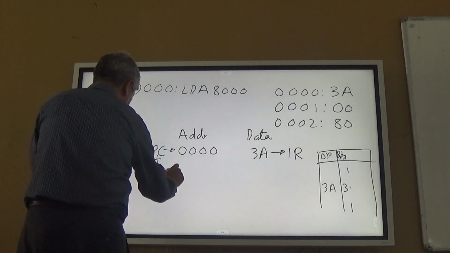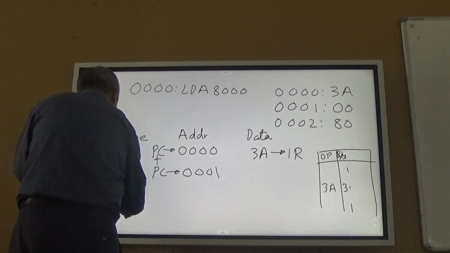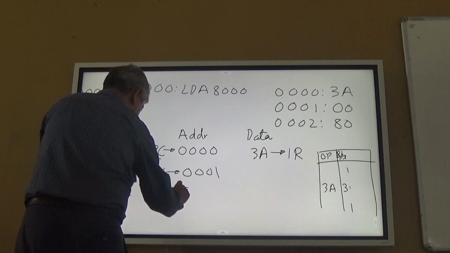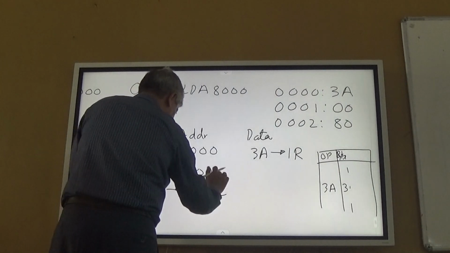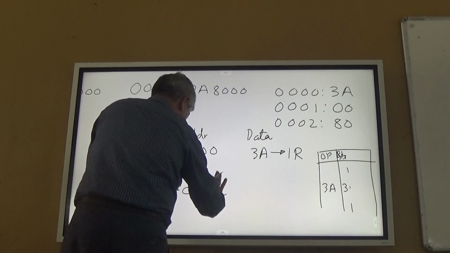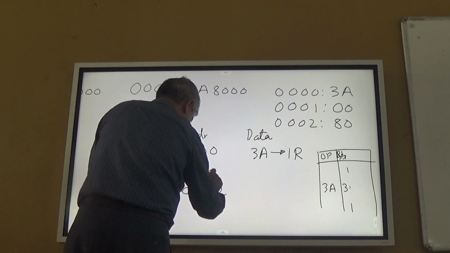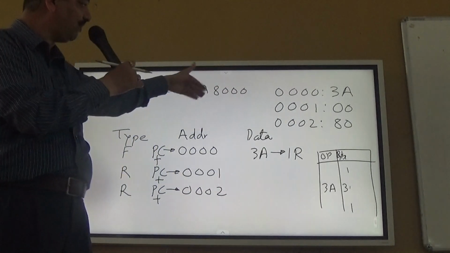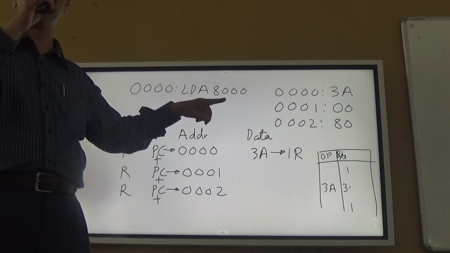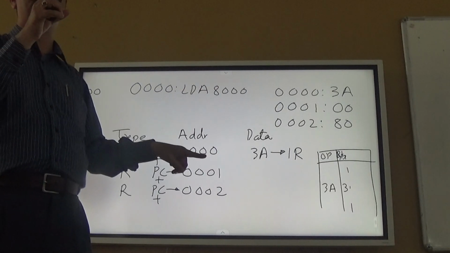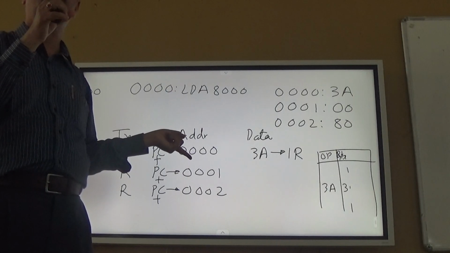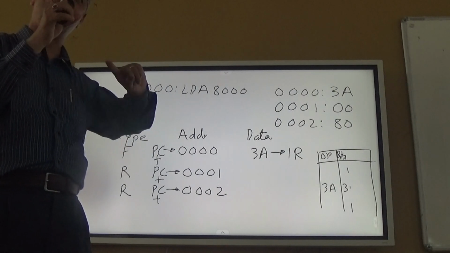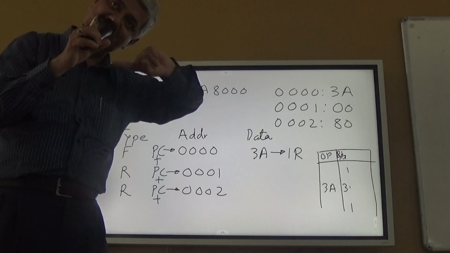So the next cycle is a read cycle. The program counter will give 0001. Then it increments. The next cycle will also be a read cycle. The program counter will give 0002. Now, just like when I am talking, you are trying to understand what I am talking, like that it tries to understand from 3A what the exact instruction is. The instruction tells the microprocessor to bring the contents of an external memory location into the accumulator, but the address for that instruction is provided in the instruction itself in the next 2 cycles.